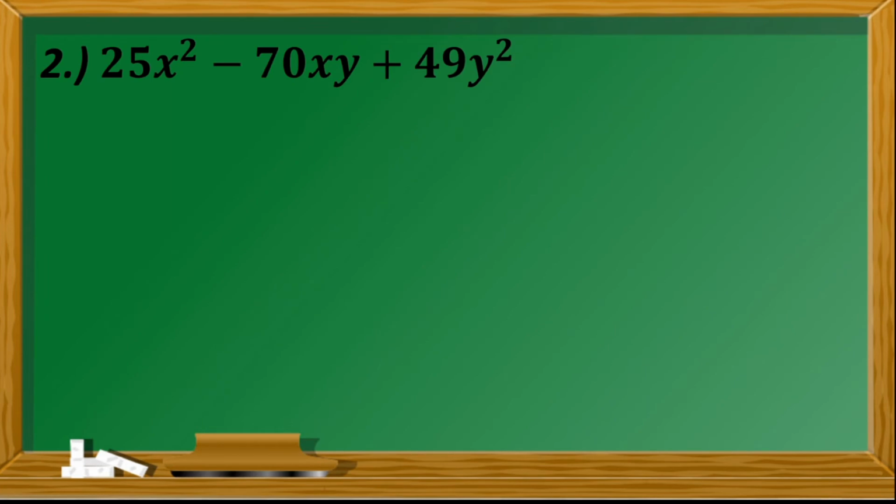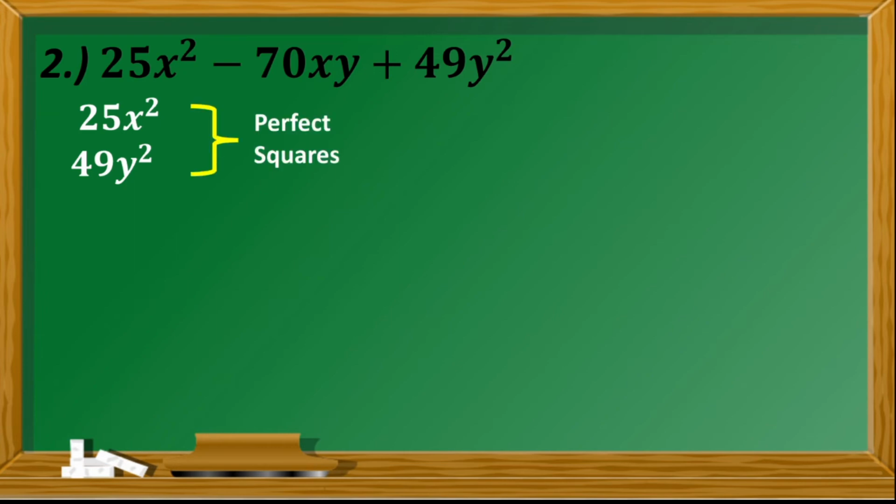Let's have another example. 25x squared minus 70xy plus 49y squared. O, check muna natin kung sila ba ay perfect square. Si 25x squared ba at 49y squared ay perfect square? Yes, dahil ang square root ng 25 is 5 and then ang square root ng 49 ay 7.